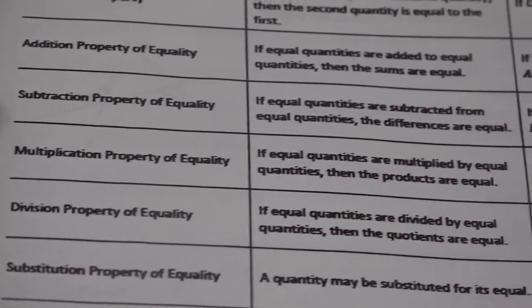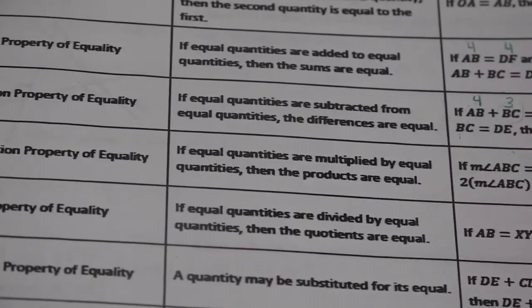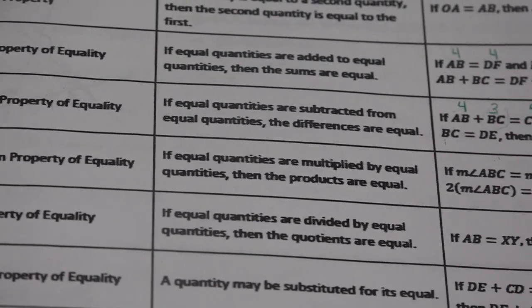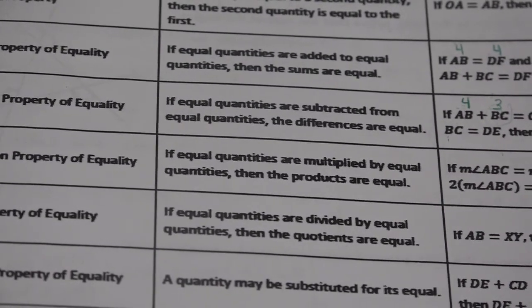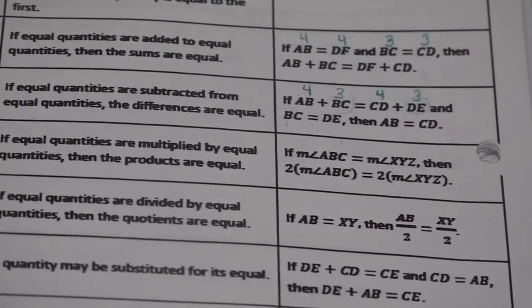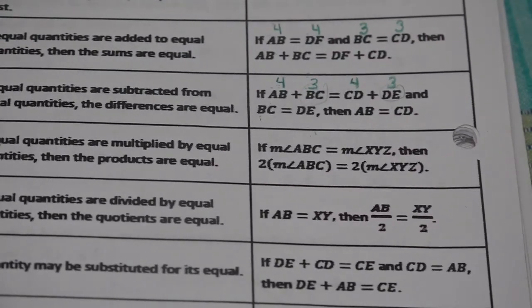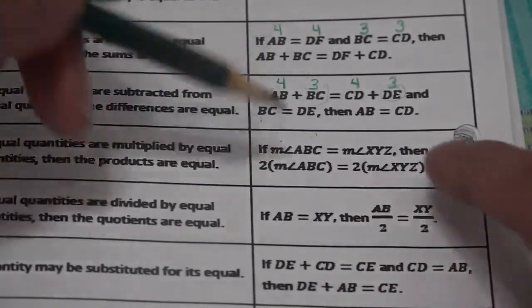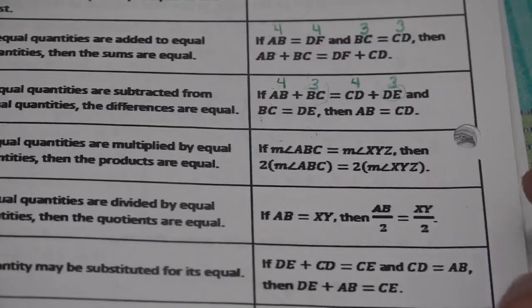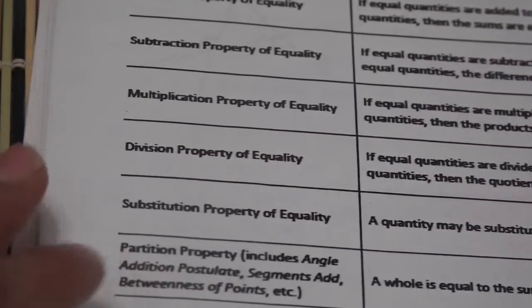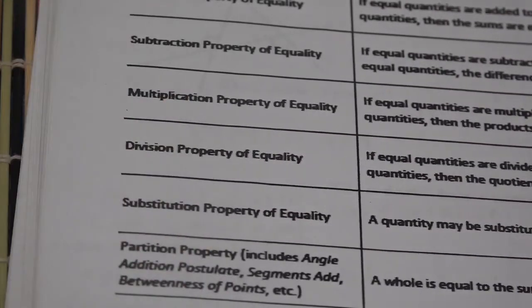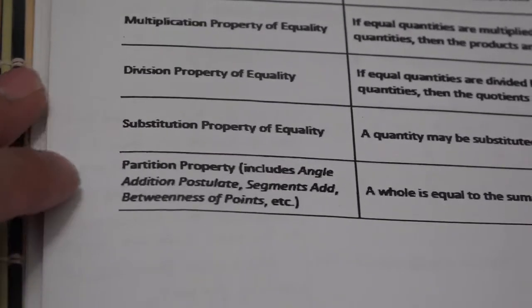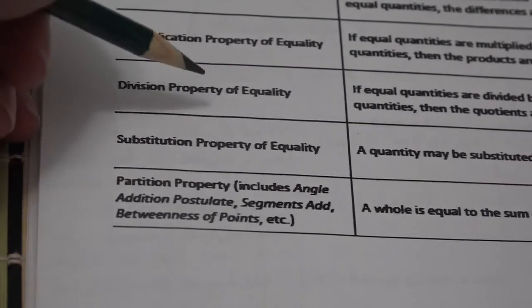Multiplication property of equality. If equal quantities are multiplied by equal quantities, then the products are equal. Just look at it. If two angles are the same and I double the angles, then the measures are going to be the same. Division property of equality, same thing. And then the substitution property of equality.